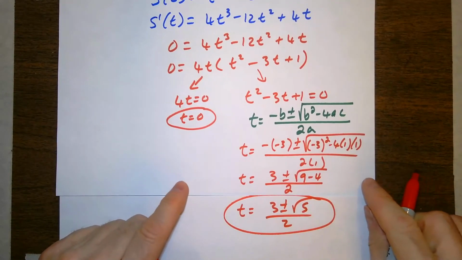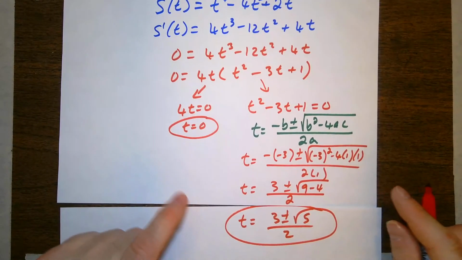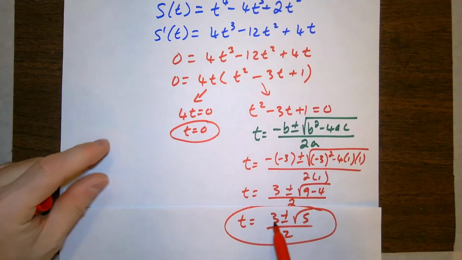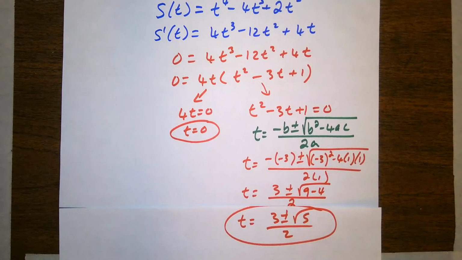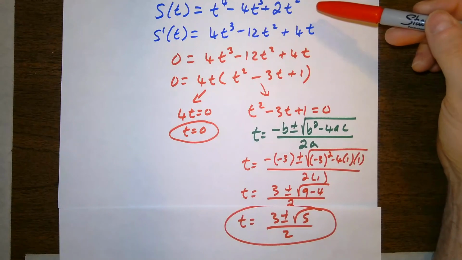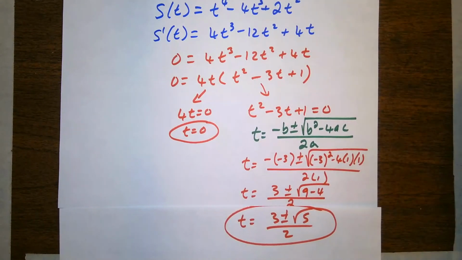So what are my critical values? How many critical values am I getting here? I'm getting 3 critical values. What are they? 0, 3 plus root 5 over 2, and 3 minus root 5 over 2. And where do you think that this function came from? What do you think that function really represents? And what do you think is really going on here? What do these values really actually represent?